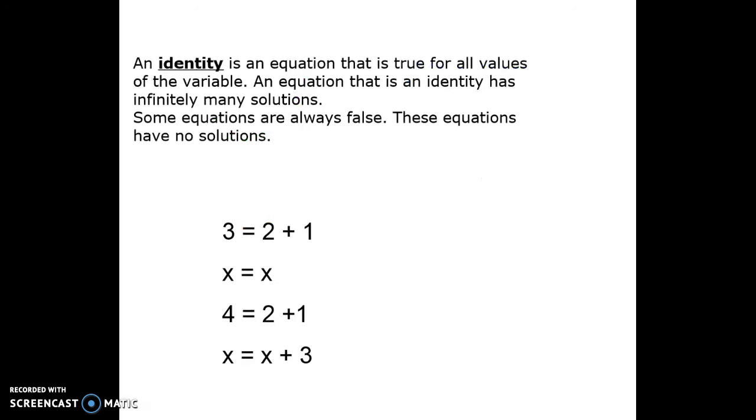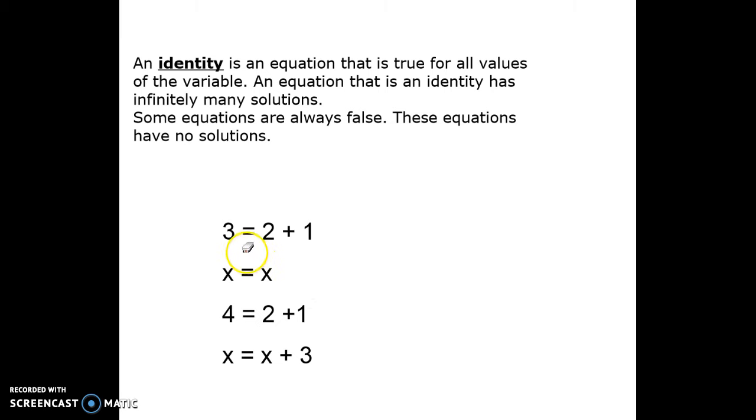When we talk about identities, this is a term you should put in your notes. An identity is an equation that is true for all values of that variable. An equation that is an identity has infinitely many solutions. So I'll show you here. Some equations are false, though. These equations have no solutions.